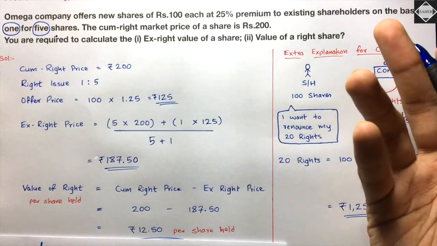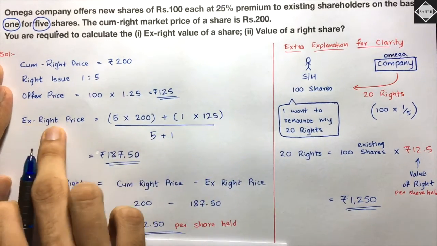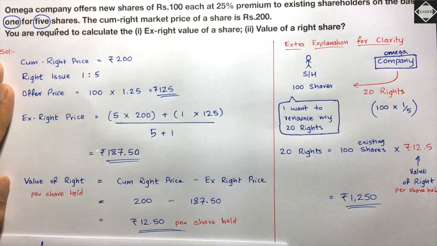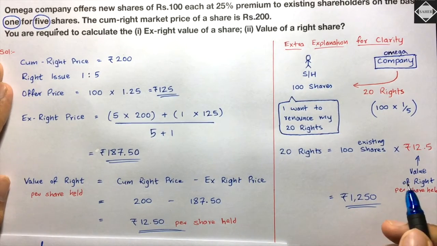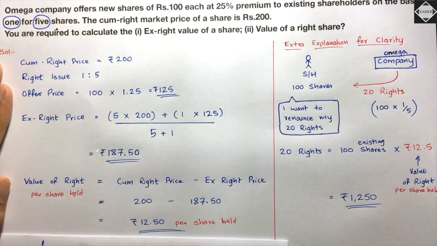So what will be the price? Now the price he will calculate. It's really simple. The same thing he will do. He will calculate the ex-right price and then he will calculate the value of right. He will come to know 12.50. Yes, 12.5 is the value of right per share held.